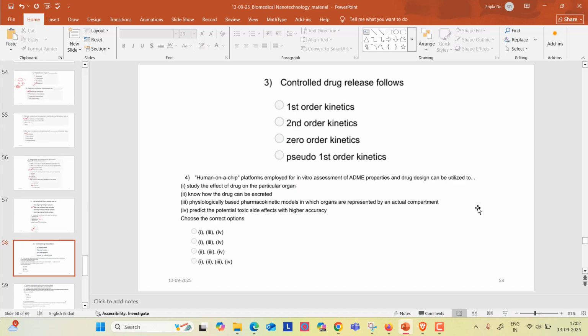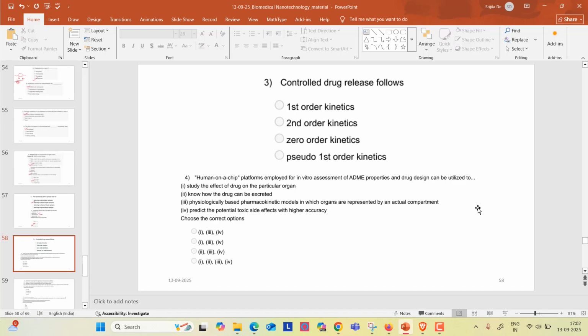Next, controlled drug release follows first order kinetics, second order kinetics, zero order kinetics, or pseudo first order kinetics. Controlled drug release means it will not depend on any time factor. So it is independent of the time factor. So it is zero order kinetics.